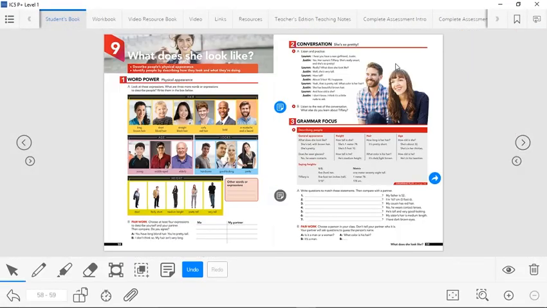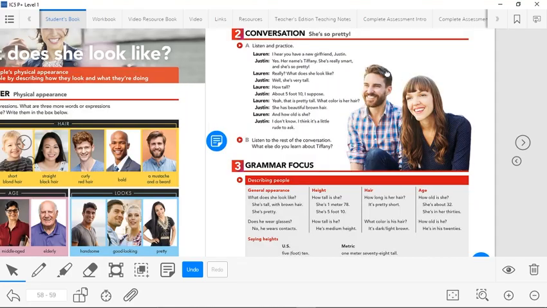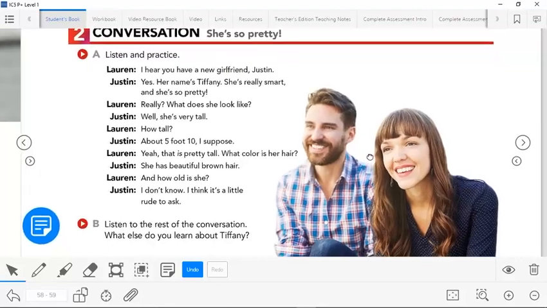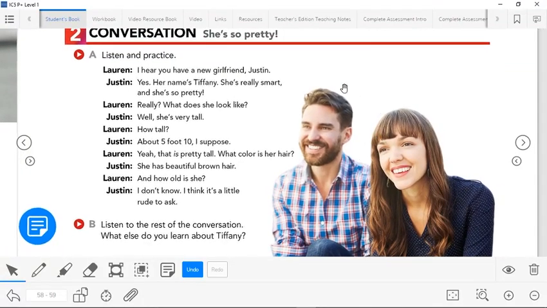Now, we're going to be listening to a conversation. It's called "She's So Pretty." And here we're going to be listening to a description of a person. Pay close attention to both of these, because here we're going to start to see how you describe people. And this is basically the grammar for today. Okay? So, let's listen.